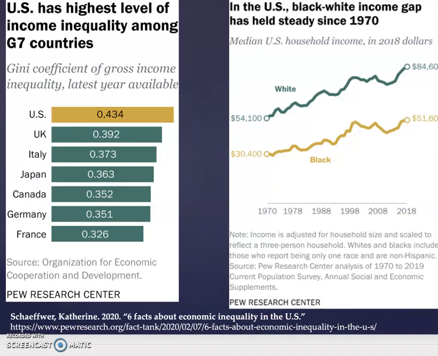The U.S. has the highest level of income inequality, and this is from 2020, Katherine Schaeffer's work, 6 Facts About Income Inequality in the United States. Basically this draws from a number of studies from Pew Research Center. Again, the Gini coefficient in the United States is highest amongst G7 countries. In the United States, too, race plays a big role in this, with the black and white income gap holding steady since 1970. This is median household income in 2018 US dollars.